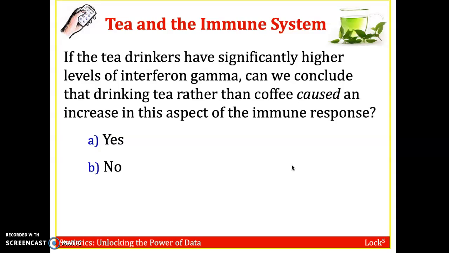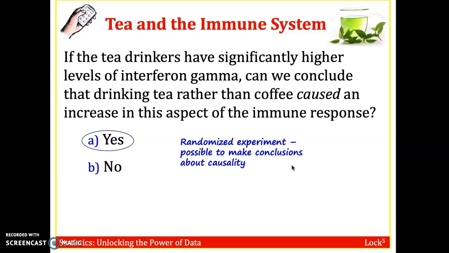All right, if the tea drinkers have significantly higher levels of the interferon gamma, can we conclude that drinking tea rather than coffee caused an increase in this aspect of the immune response? And if your natural tendency is to say no, I don't think you have a wrong idea. But we would say in this case, there's some evidence, I'd say, you can't say cause, but there's strong evidence that tea rather than coffee caused an increase in this aspect of the immune system response, because this is a randomized experiment. It's a random sample, and that sample was split up randomly via the variable, the tea versus coffee. Now, it would be nice if they had a third group, a control group, that were told not to drink either, but at least they were able to control the variable somewhat.